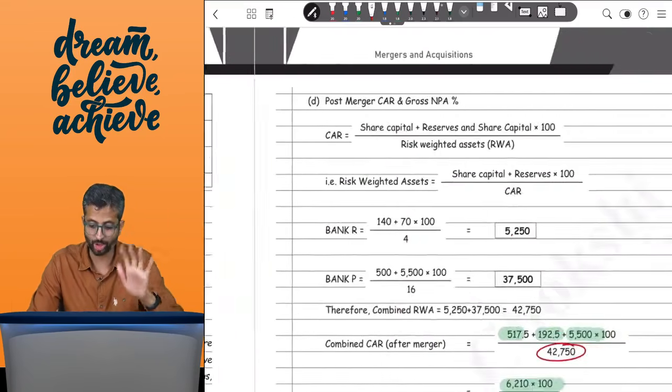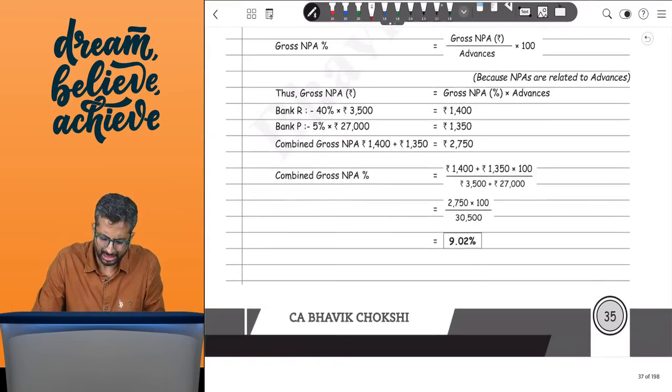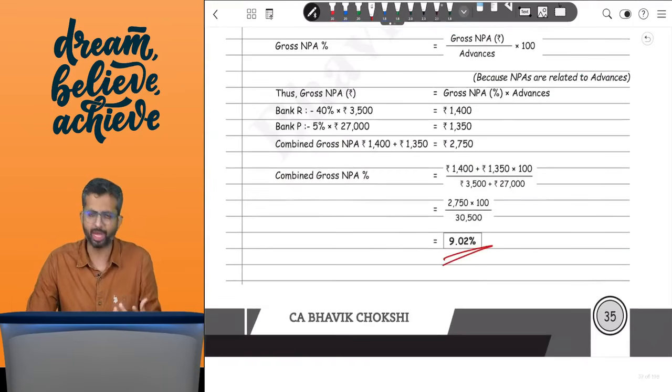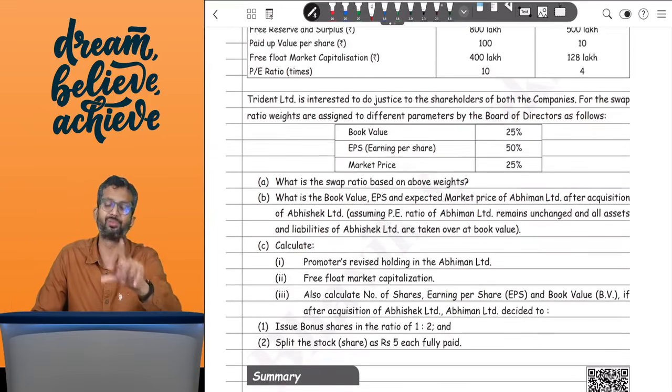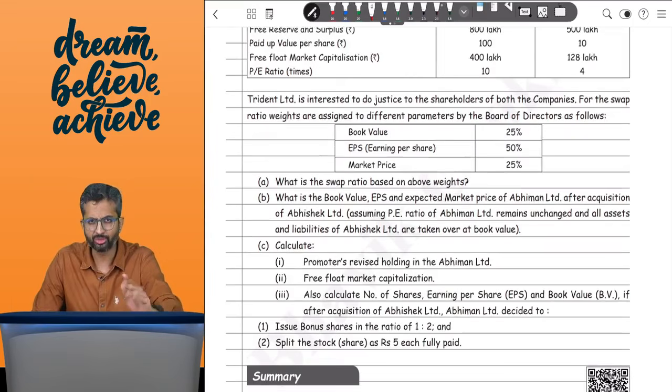That is your gross NPA in percentage. So these are the two new things that you can apply over here. Like in the next question that you will study, the two new things will involve promoter stake calculation and something called free float. Promoter, we know what it is.